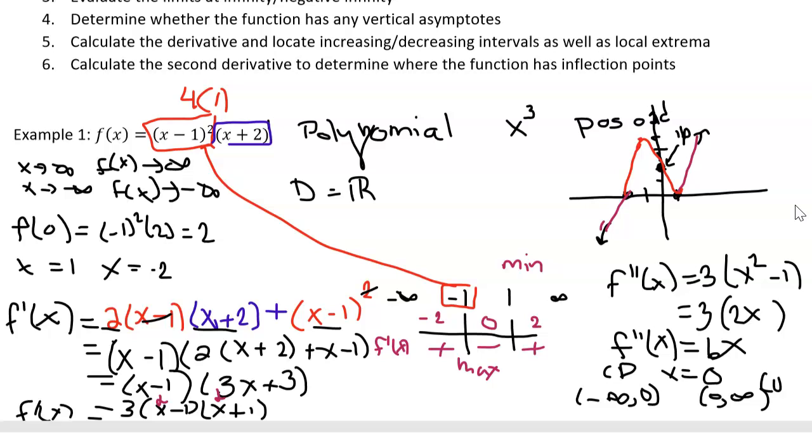So here's how we take a calculus approach to sketching a graph. For the last portion of the video notes, we're going to apply this to a variety of different and more complex functions.